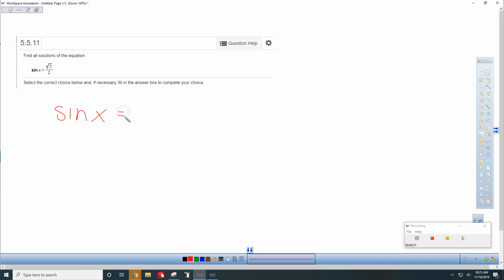Sine of x is radical 3 over 2. Okay, how do you get rid of sine? Take the sine inverse, but you got to take the sine inverse of both sides. So x is the sine inverse of radical 3 over 2. You can certainly just put that into your calculator.